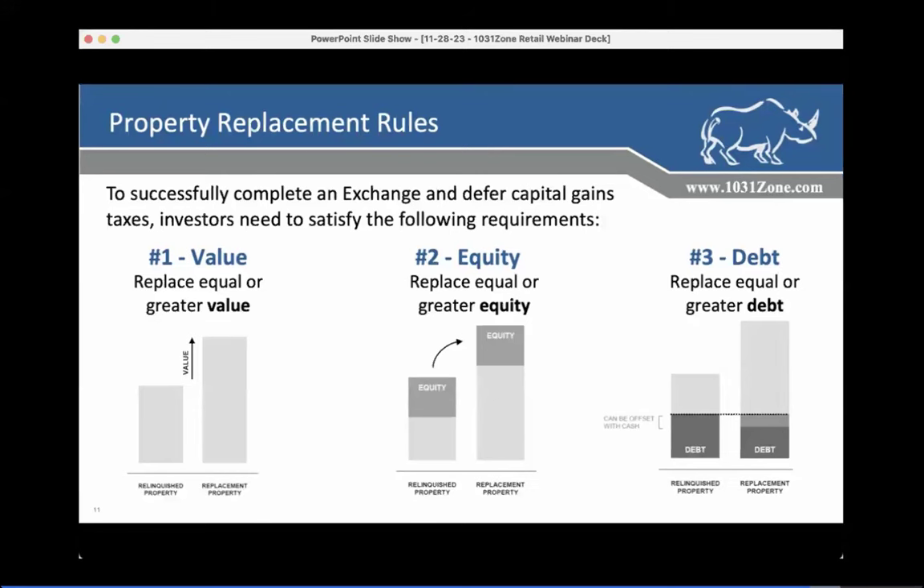But Uncle Sam says you have to replace that loan with a new loan in the same amount or more. So $500,000 or more. Otherwise, that loan or that debt that's not satisfied in the next property is considered taxable debt boot, and you will owe taxes on it. You can also inject cash, which goes dollar for dollar for the debt that you have to replace. So if you don't want to get a new loan, you can put cash into the deal to satisfy some of that taxable debt boot. Always consult with your CPA regarding your own individual tax scenario on these different layers, because this can get a bit confusing.